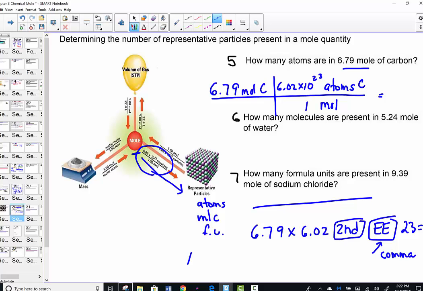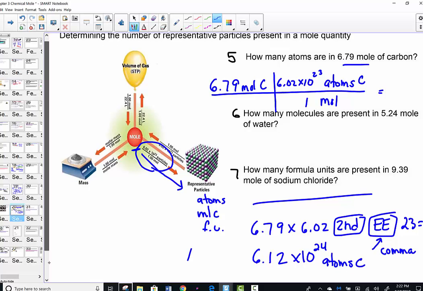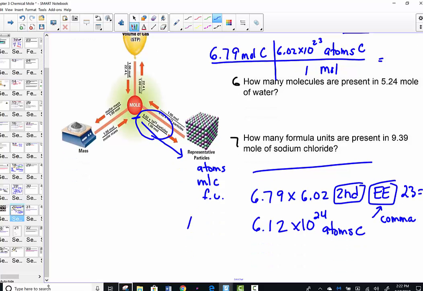So let's hit that and see if we get a common answer. 6.79 times 6.02, second function EE, 23. My screen reads 6.1, and I'll just round, times 10 to the 24th atoms of carbon. Oh, I hit a 9 and not a 6. Dang it.